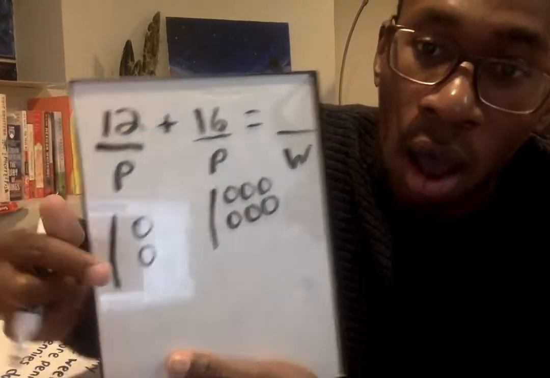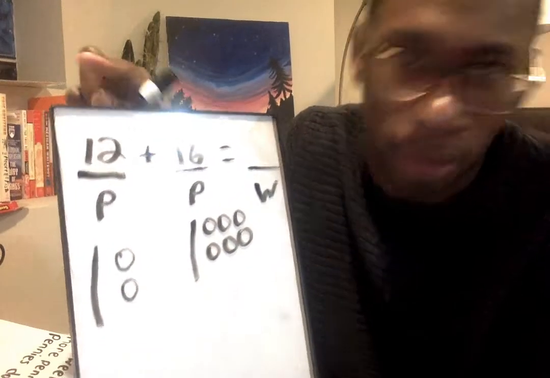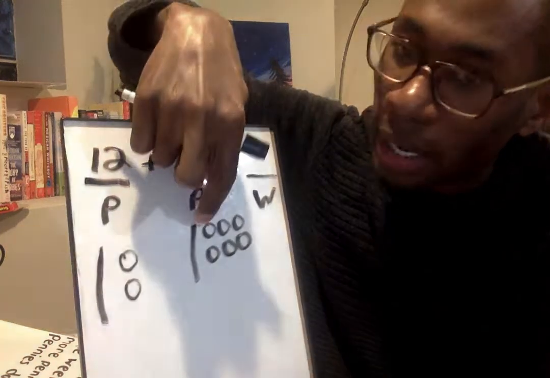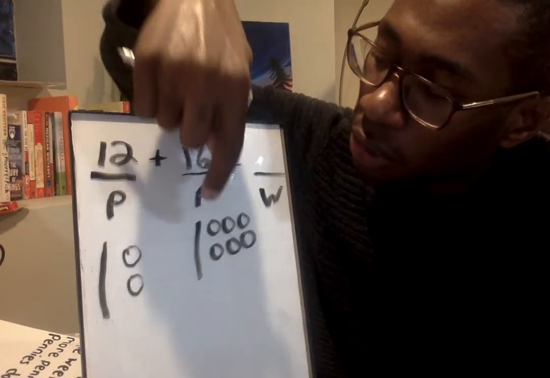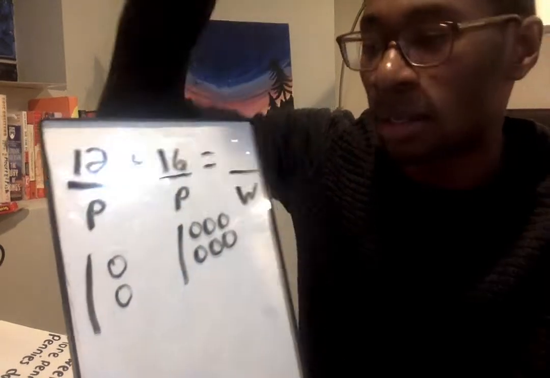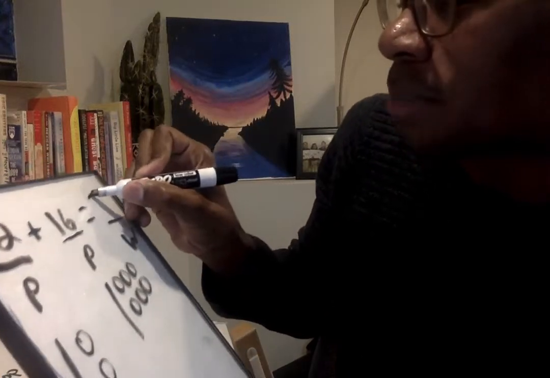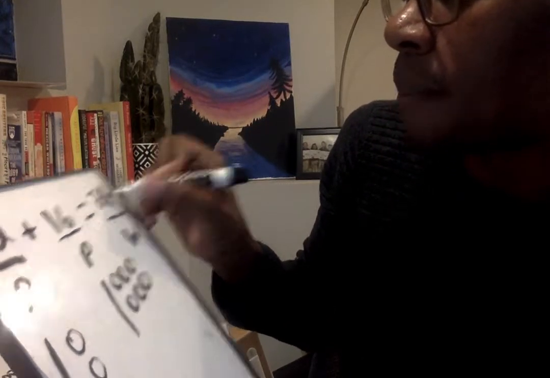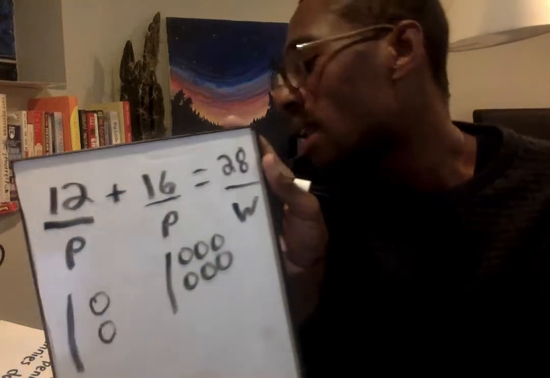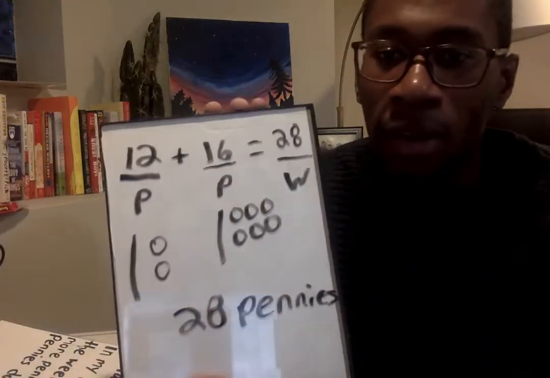Now I'm ready to count it all up to figure out how many pennies I have now. Get ready to count with me, loud and proud. 10, 20, 21, 22, 23, 24, 25, 26, 27, 28. Perfect. So now I have 28 pennies. I'm going to write 28 as my final answer at the top, just like that. And then I'm going to write down here. You don't have to, but I'm going to, so you should. I'm going to write 28 pennies because that was my final answer.